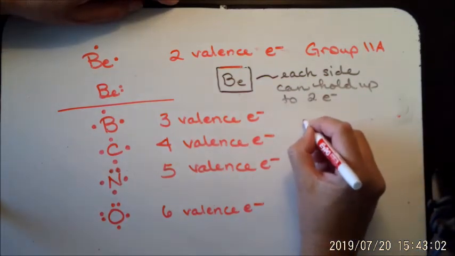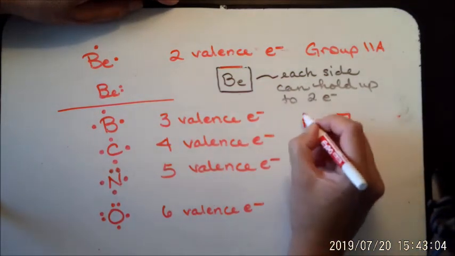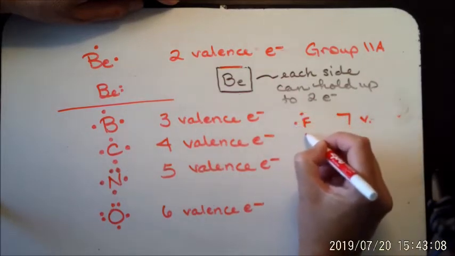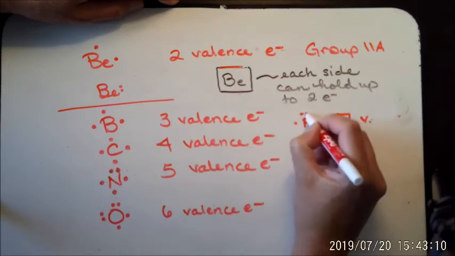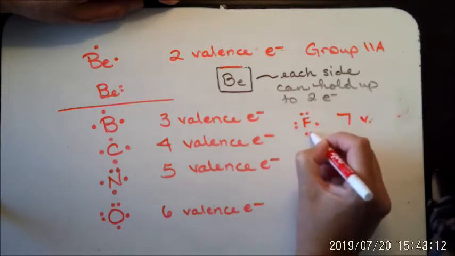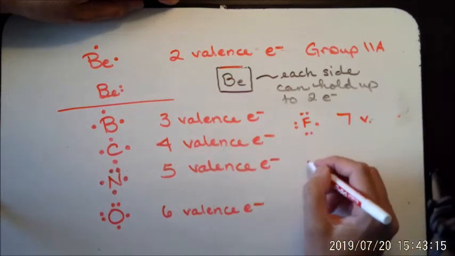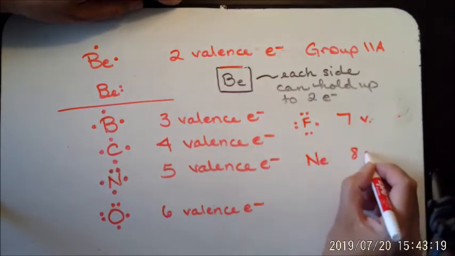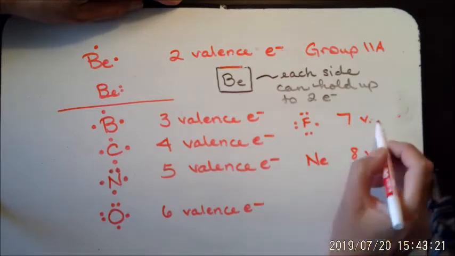Okay? Fluorine has 7 valence electrons. So 1, 2, 3, 4, 5, 6, 7. Finally, neon has 8 valence electrons. Okay.